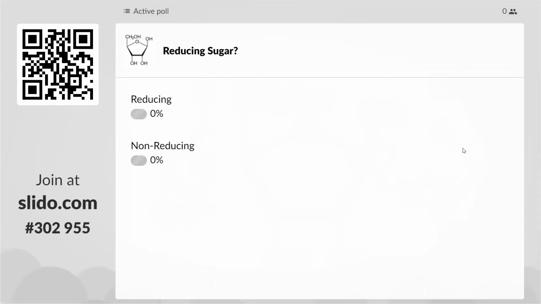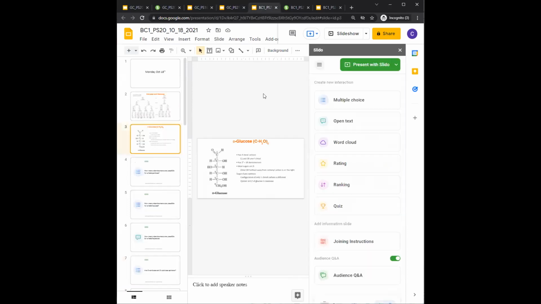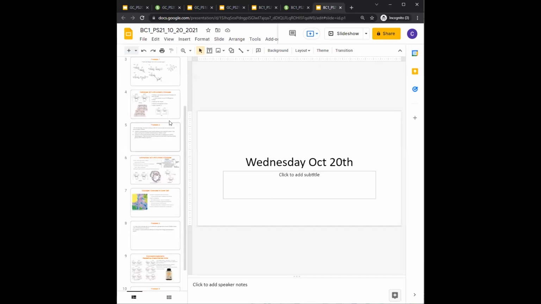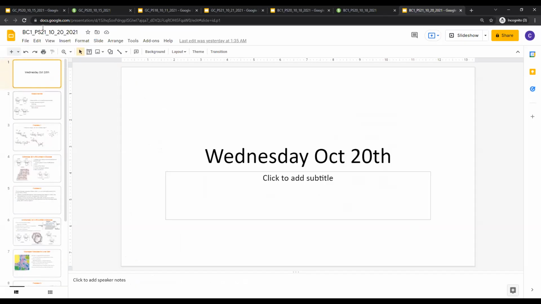Right, and I'm just going to do a little bit more of another slideshow to try and catch up here, which would be this one. All right, so I'm just going to talk about disaccharides here. So I'm just going to go to problem 1.